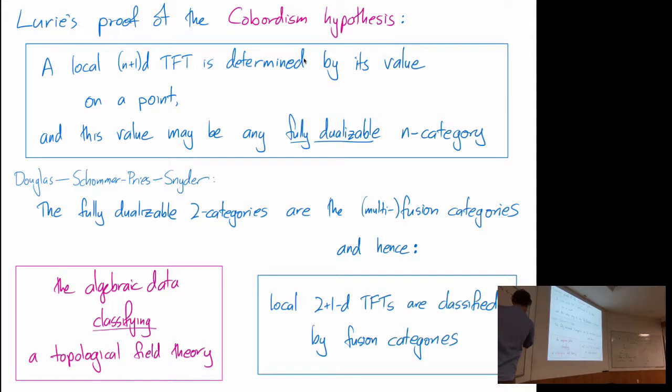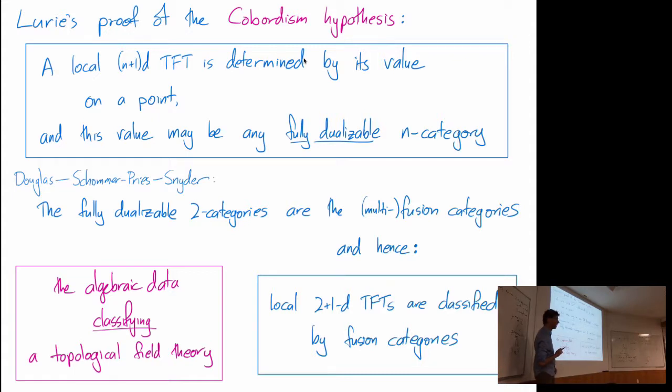But of course, if I'm saying I've got a two category here, I need to be able to compose the one morphisms, and the composition is, of course, just tensor product. And the composition in the horizontal direction here is just the tensor product of morphisms. So here I'm just saying that a multi-fusion category, in fact, you can push it across this translation and think of it as a two category. This theorem, I think, makes sense.